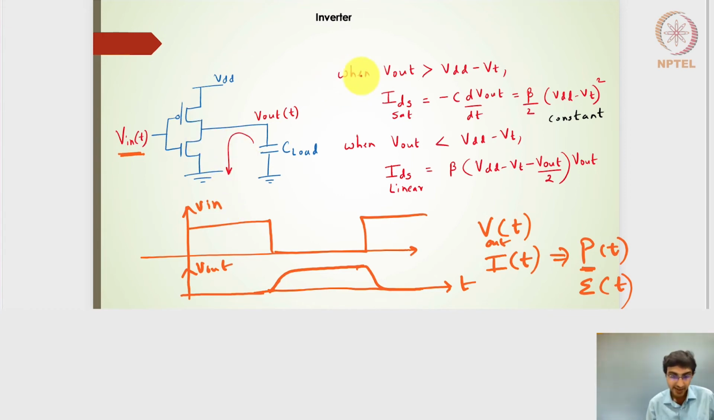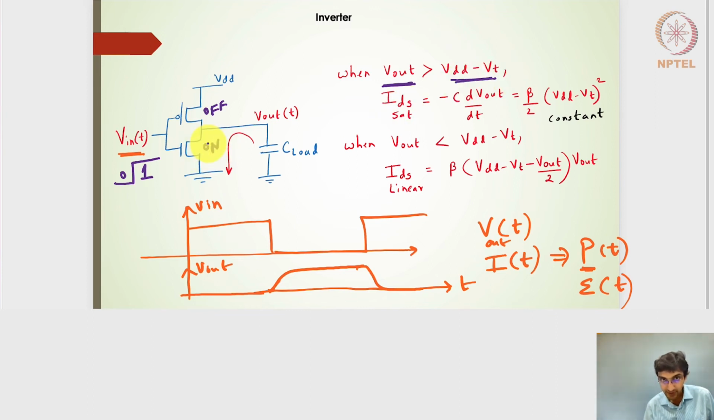I have just stated here, just to reiterate, that if the output voltage is greater than VDD minus VT, we will have the NMOS transistor. So let's say that when the output voltage is discharging to ground, that means the input voltage is actually a 0 to 1 step. So the NMOS transistor will be on, the PMOS will be off. In that case, the output voltage, which starts from VDD till it reaches VDD minus VT, will be in saturation.